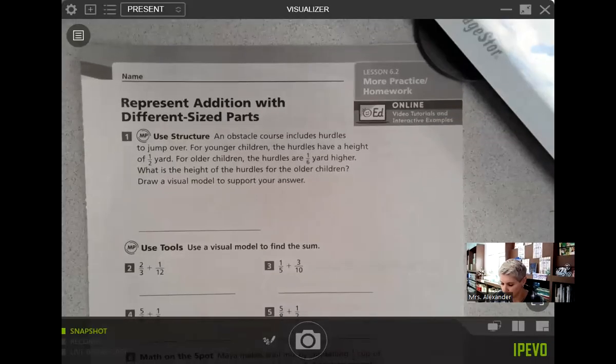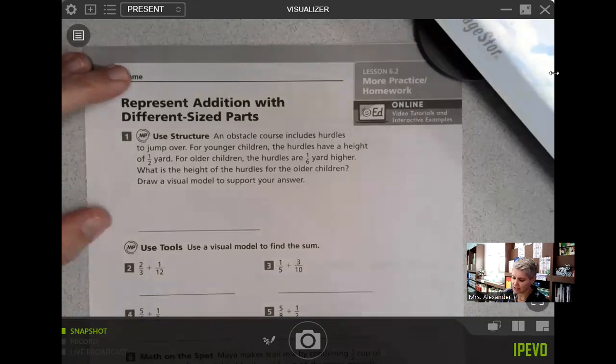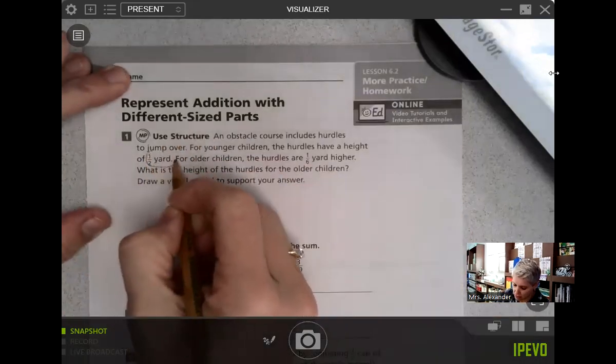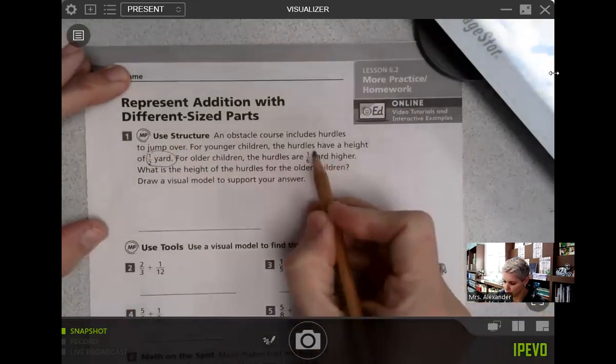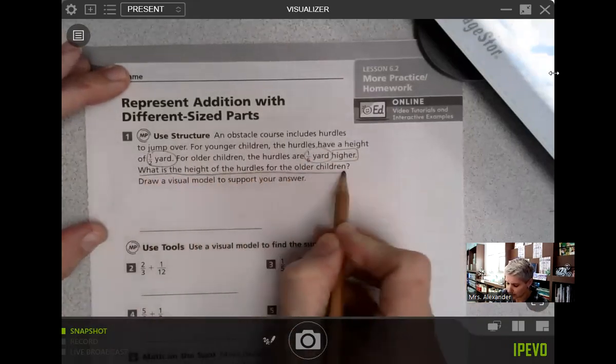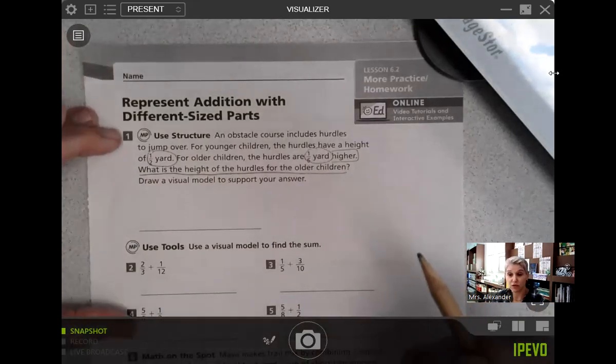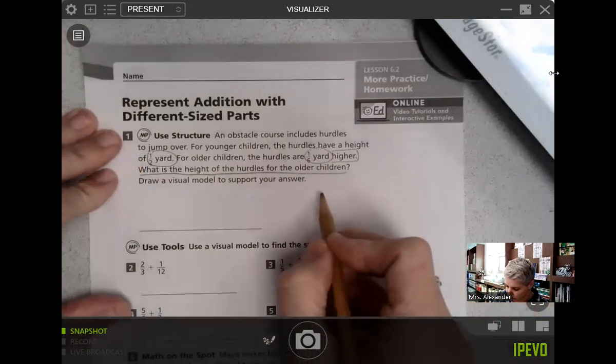We start off, it says an obstacle course. Oh, we've had lots of obstacle courses, haven't we, in these situations? An obstacle course includes hurdles to jump over. For younger children, the hurdles have a height of 1/2 yard. For older children, the hurdles are 1/6 yard higher. What is the height of the hurdles for the older children? So again, it's not saying that the hurdles are 1/6 of a yard for the older children. It's 1/6 of a yard more than it is for the younger children at 1/2 yard.